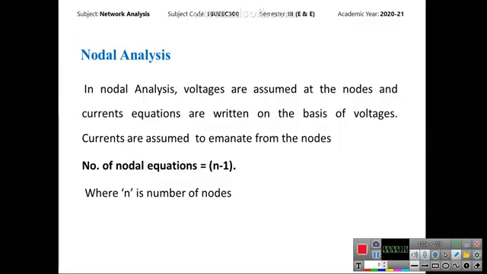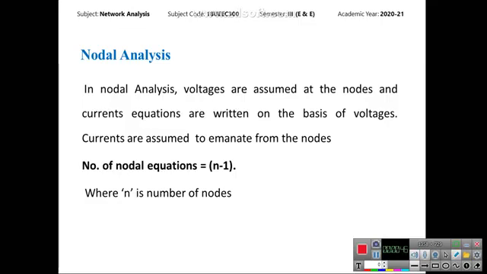This nodal analysis is one technique, or a method, for network analysis. In the nodal analysis, you first identify the number of nodes for a given network. Then we assign, or assume, the voltages at those nodes, and current equations are written on the basis of these voltages.